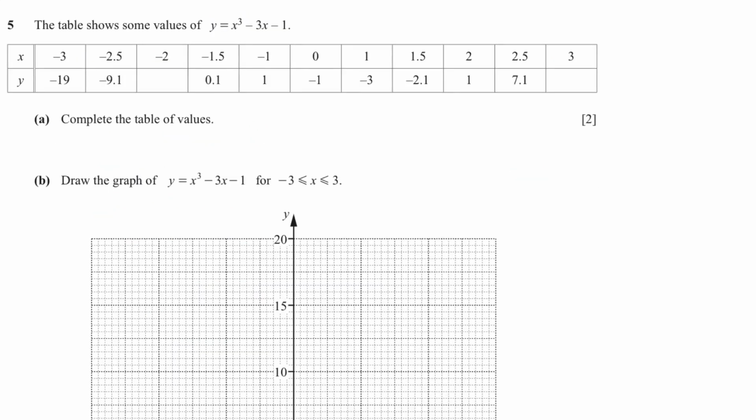The table shows some values of y is equal to x cubed minus 3x minus 1, and we have to complete the table of values. So only two values are not given. It's a 2-mark question, very easy and one of the most repeated questions. Please remember to put it in a bracket. I replace the x with negative 2 and you will get negative 3. Same way, in place of x, substitute 3 and you will get 17.